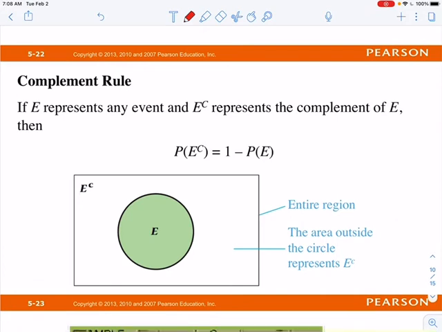So the complement rule. If E represents any event and E to the C power represents the complement of E, then here's what's going to happen. The probability of the complement of the event is going to be 1 minus the probability of the event. And again, kind of a picture of what's going on here. If you have event E in green, then the complement of that is going to be everything outside of that.